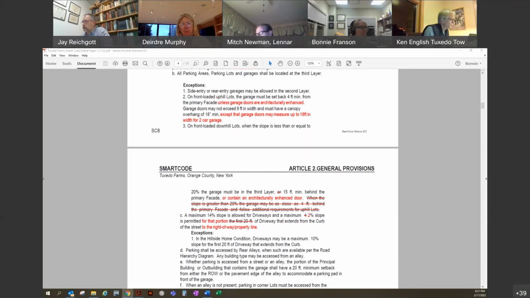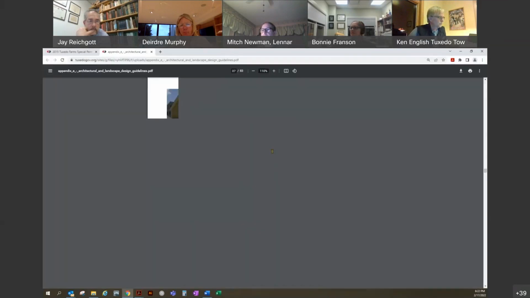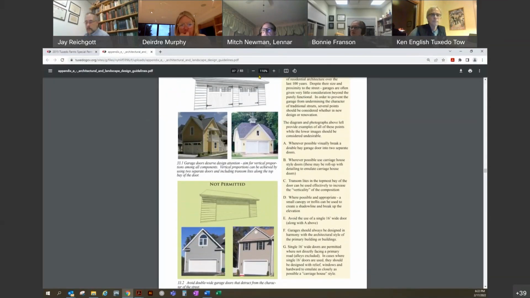As you can see, the first thing we were trying to get away from was the obligation to set the garage 4 feet back. Instead of crossing that out, we were trying to come up with some method to avoid it by presenting a garage door with some enhancements. But you're right, Bonnie, we don't have details for you as to what that means. Yeah, so these are in the design guidelines, and just to this point.